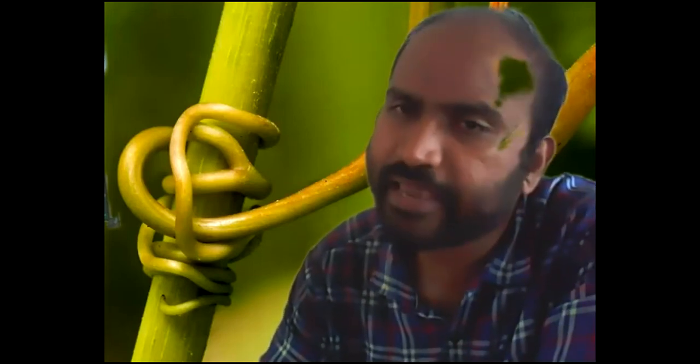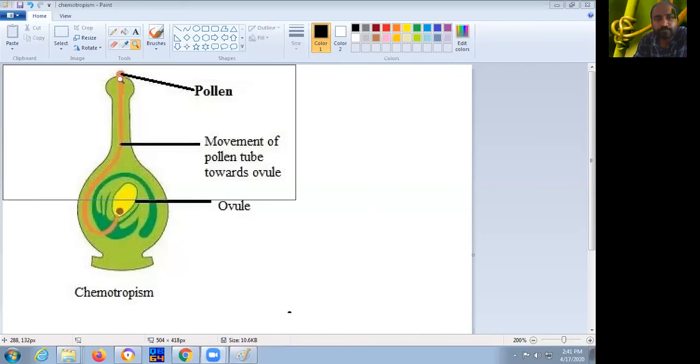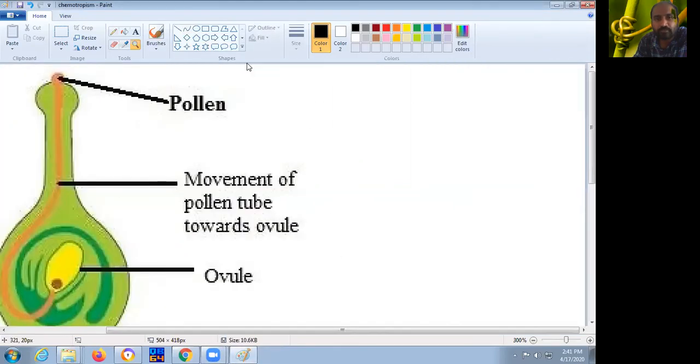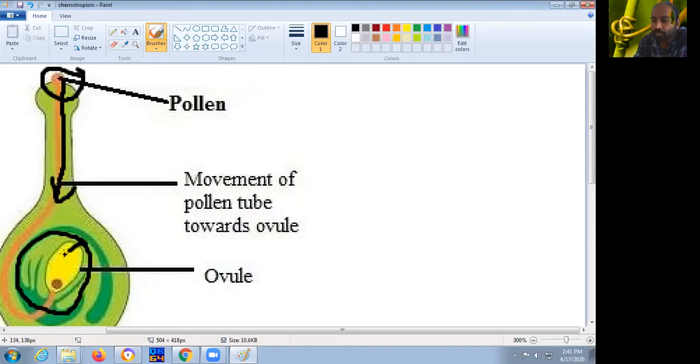Now chemotropism, again what is the stimulus here? Chemicals. Okay, let me share my screen and show you one picture. See here. Definitely this is the female part of the flower. See here, the pollen grain actually falls on the stigma, and the pollen tube elongates. See, it elongates where? Towards the ovule. So that is chemotropism.